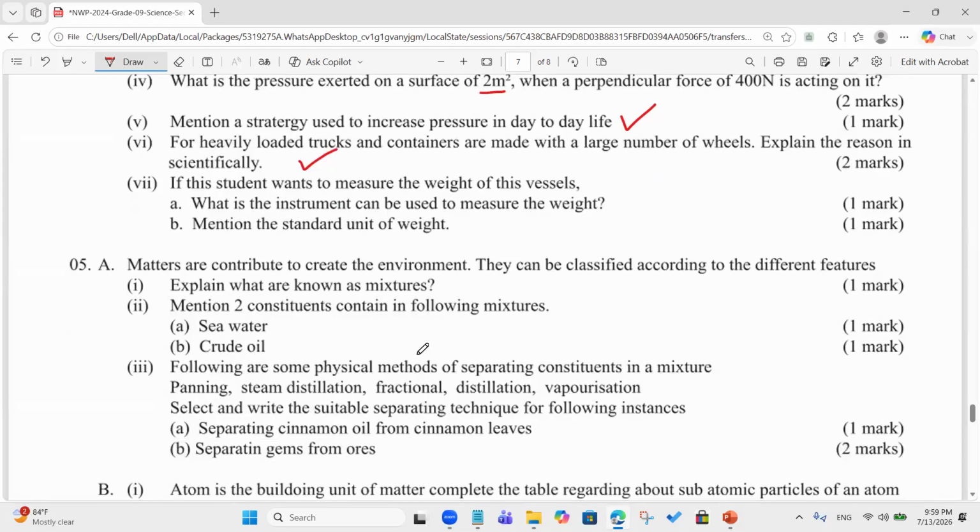If this student wants to measure the weight of this vessel, what's the instrument that can measure the weight? Yes, to measure the weight, can you tell me one instrument? You can write Newton balance, right? Using the Newton balance, we can directly find the weight. Mention the standard unit of weight. What's the unit of weight, Lamai? That is Newton, right? Newton.